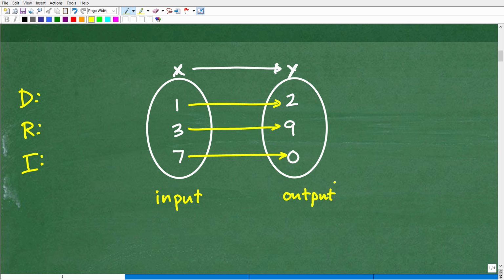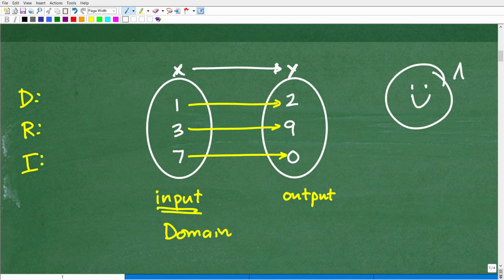So we know that this mapping does represent a function, and the set of all input values, which is what this little ellipse represents, happens to be the domain. So the domain of this function is 1, 3, and 7. If you got that right and you put that into the comment section correctly, then I must give you a little happy face with an A+. Very, very good. So this is the domain of this function, 1, 3, and 7.